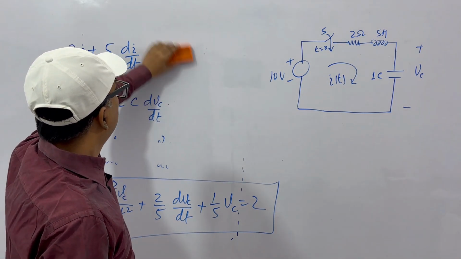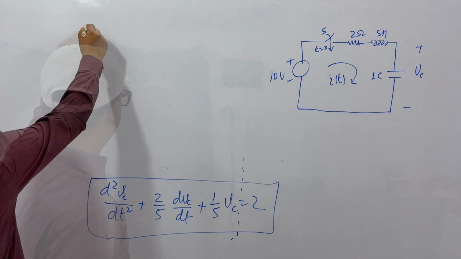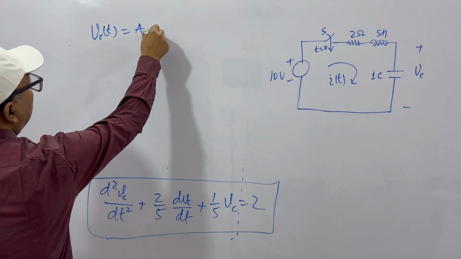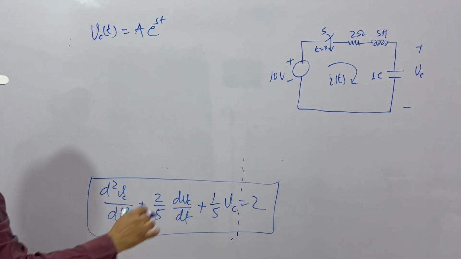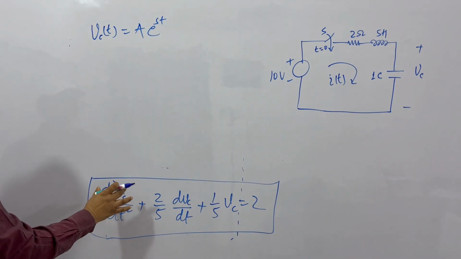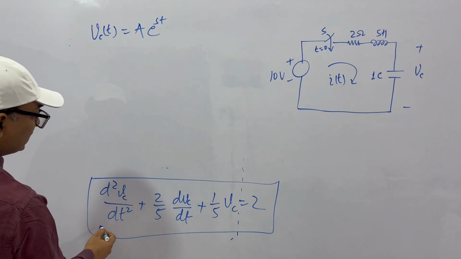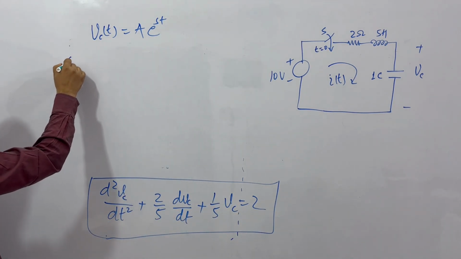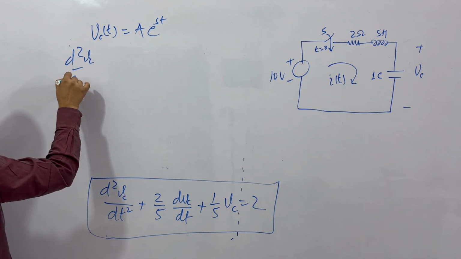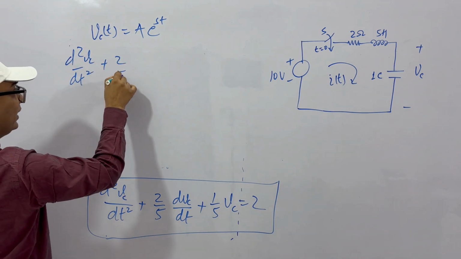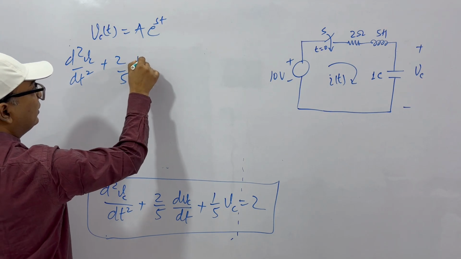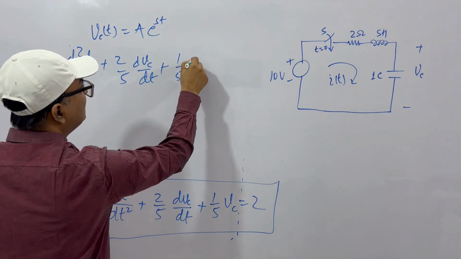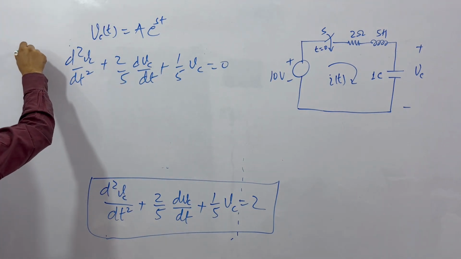Let's do the Laplace transform here. Let this Vc be given as A e to the power st, as we had done. So from here I'm directly writing the characteristic equation. For natural response, this will be equal to 0. Okay, that is clear to you. I'm writing it here: d2Vc/dt2 plus 2/5 dVc/dt plus 1/5 Vc equal to 0. This gives the natural response.